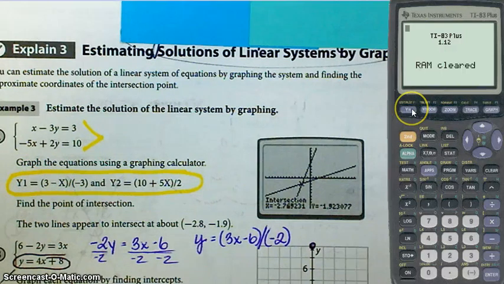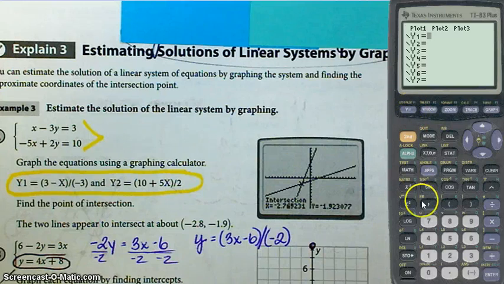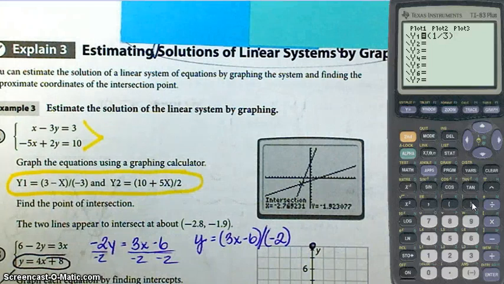Okay, so we're going to go over here to y equals. And because of the fraction, we need to make sure that the x is not in the denominator of the fraction. We're going to put the fraction in parentheses.